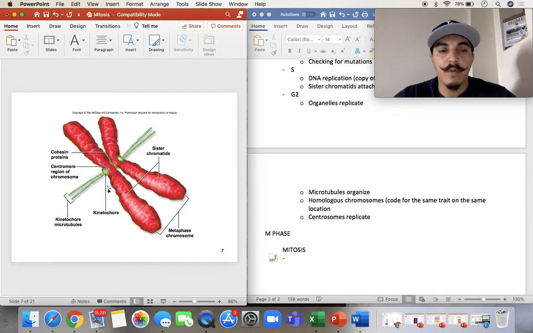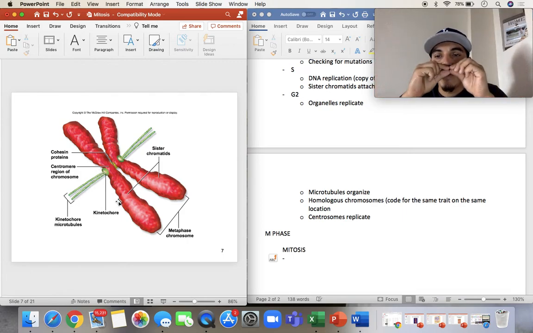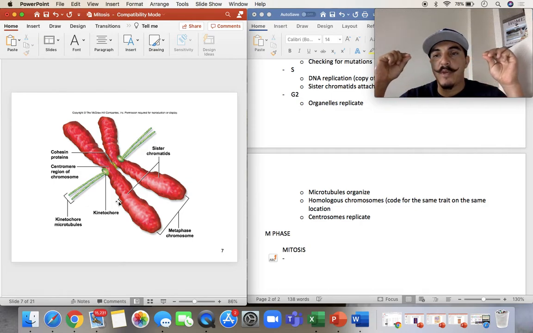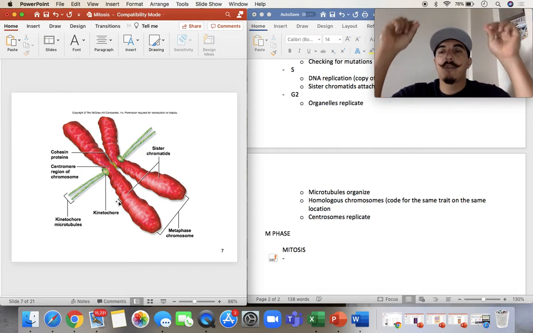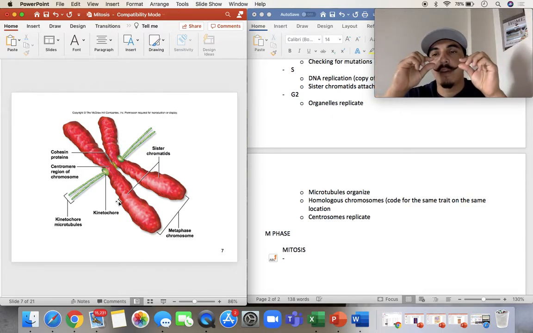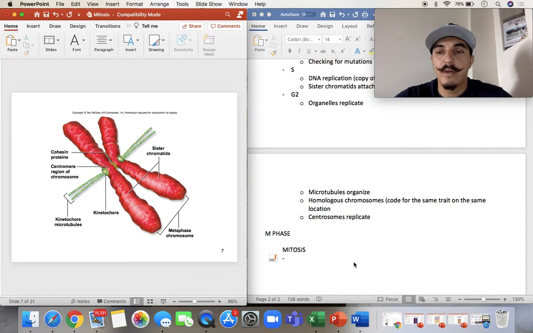spells like kinetic core, but the kinetic core is just this little area here in the middle where these microtubules are going to attach. Okay, so what's going to happen is these microtubules are going to grab the middle of those and then split them apart from each other. So they don't grab the outsides and make it more weird. They grab the kinetic core, or the area in the middle where microtubules are going to attach.